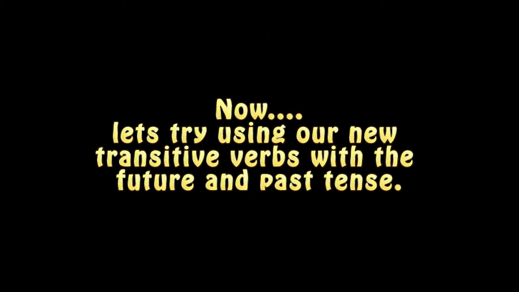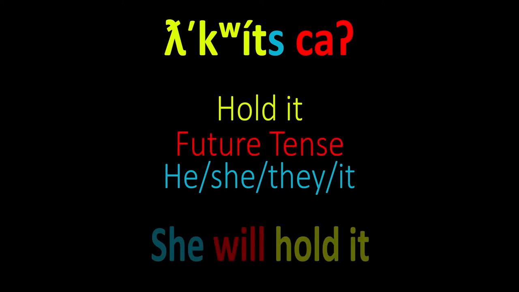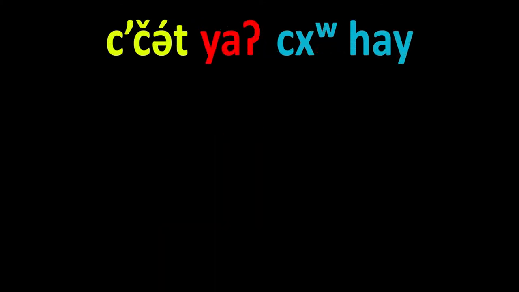Now, let's try using our new transitive verbs along with future and past tense. Kweets, ya. Kweet, hold it. S would be our he, she, they, it suffix. So let's just say she, ya, past tense. Kweets, ya. She held it. Now let's try that in a future tense. Kweets, sa. Kweet, hold it. S, he, she, they, it suffix. And we're saying she in this one. Tsa, future tense. Kweet, tsa. She will hold it.